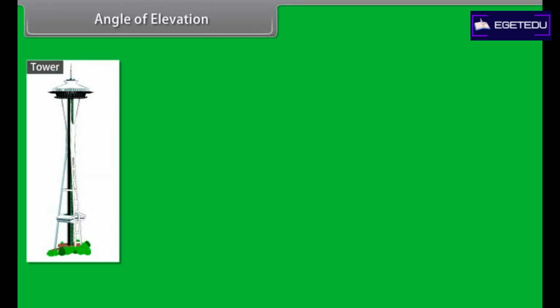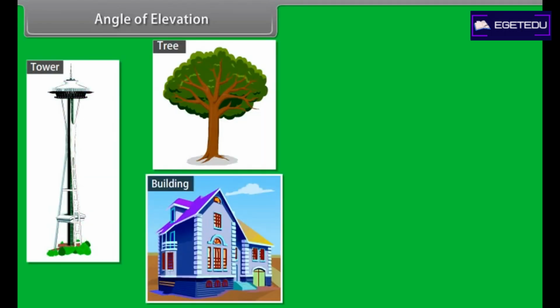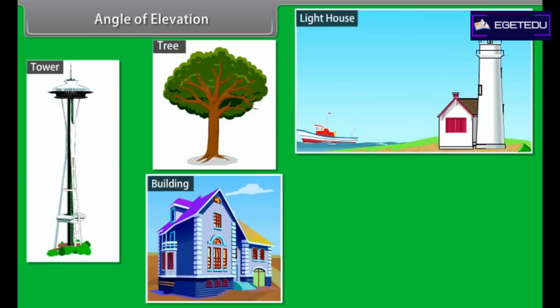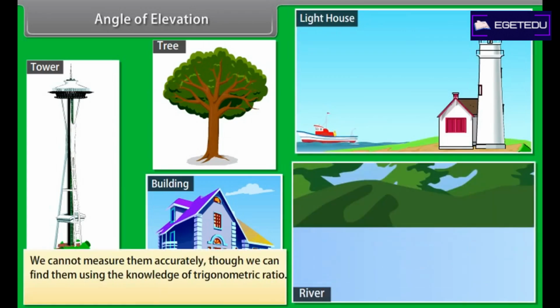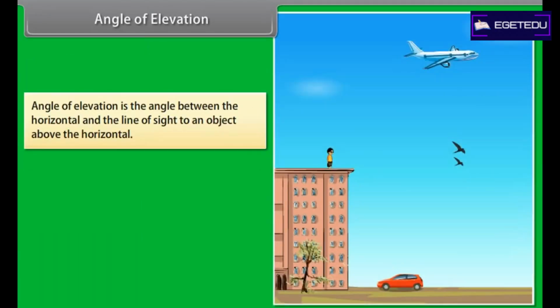Angle of elevation. Sometimes we are required to find the height of a tower, tree, or building, the distance of a ship from a lighthouse, the width of a river, etc. We cannot measure them accurately, though we can find them using the knowledge of trigonometric ratios. The word elevation means rise or move up. Angle of elevation is the angle between the horizontal and the line of sight to an object above the horizontal.